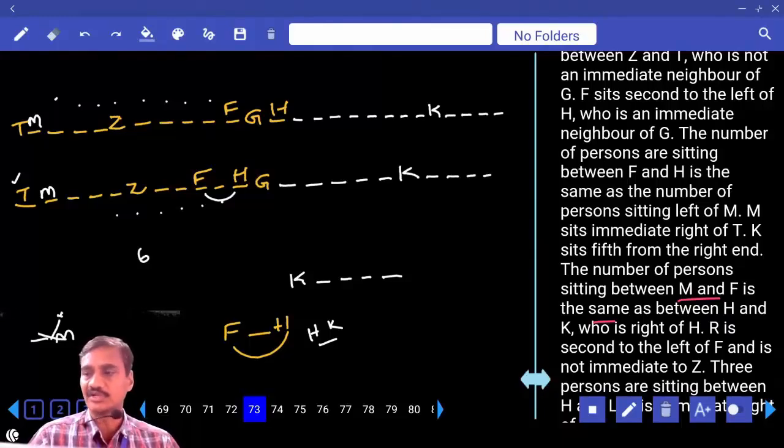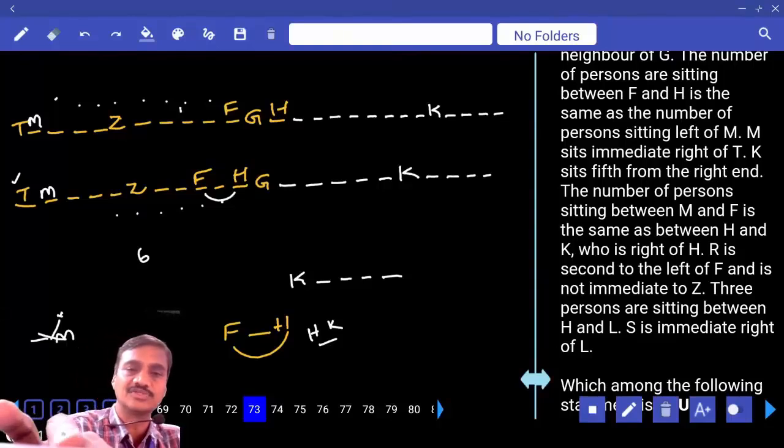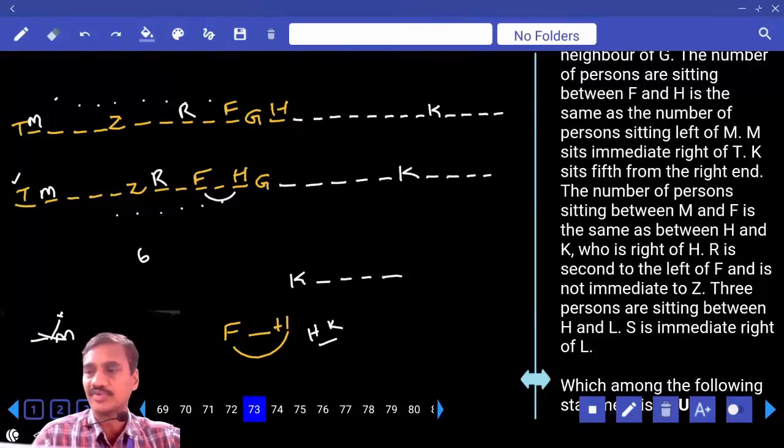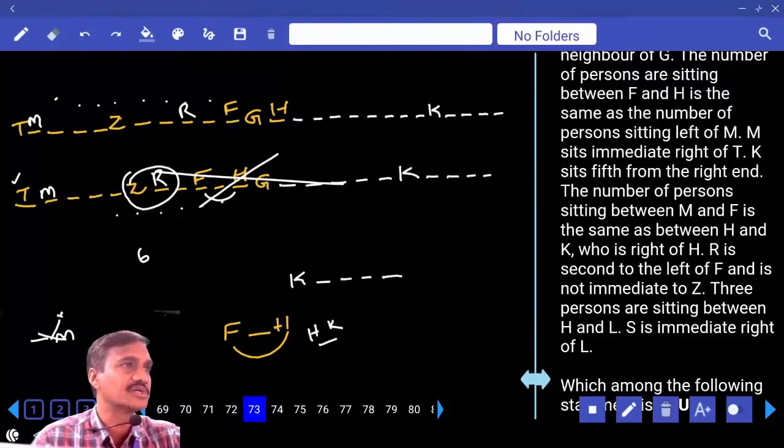And R is seated second to the left of F. If R is here, now in this case R is here. R is seated second to the left of F and is not an immediate neighbor of Z. In the second case, R and Z are adjacent to each other and the second case becomes invalid. Now we are left with only the first case.